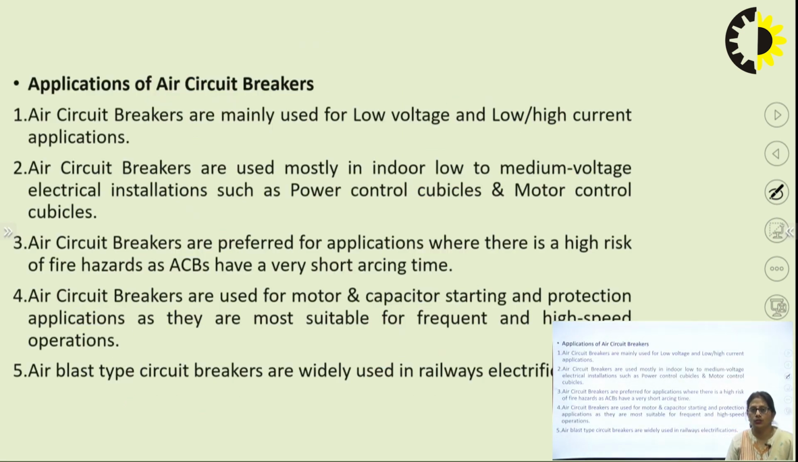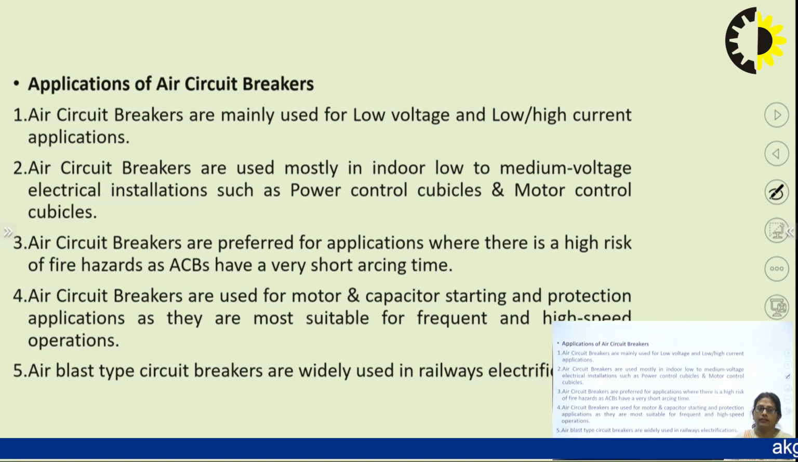What are the applications of these air circuit breakers? These air circuit breakers are mainly used for low voltage and low or high current applications, right. They can be used, as we have seen, in the current range of 500 to 1000 amperes. The air circuit breakers are commonly used in indoor low to medium voltage electrical installations such as power control cubicles or motor control cubicles, right.